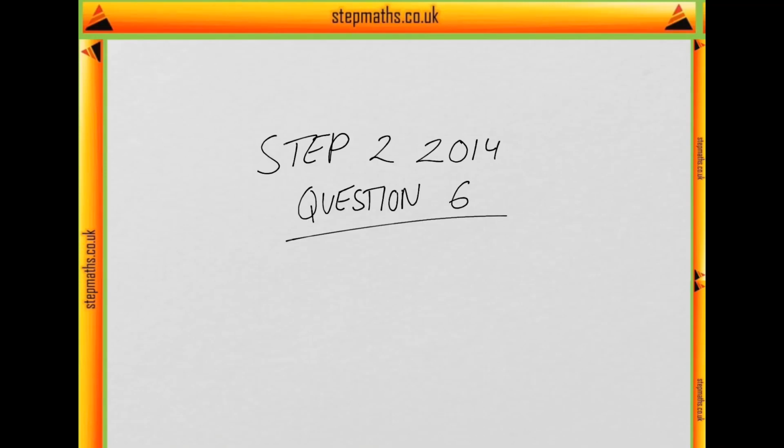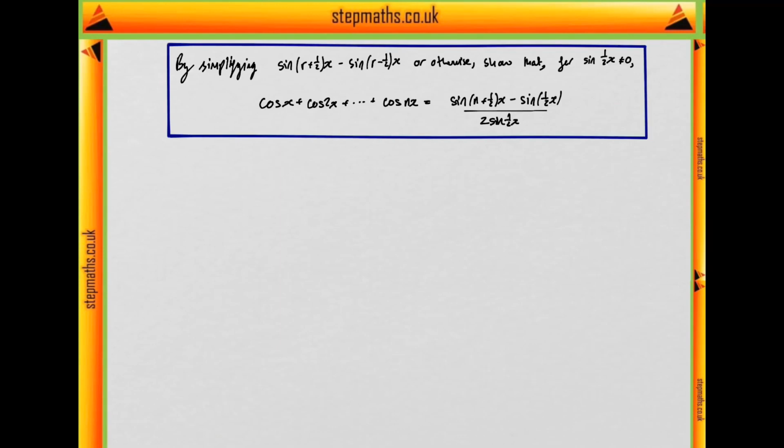This is STEP 2, 2014, Question 6. The question begins by asking us to simplify this expression here in order to deduce this result down here. You could do it with the "or otherwise" way. However, if we're given a hint for a question, we should probably just do it the way they want.